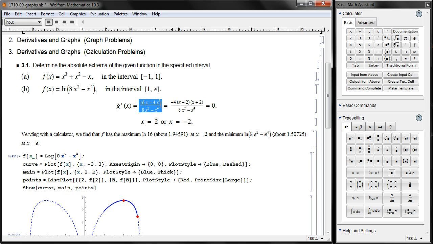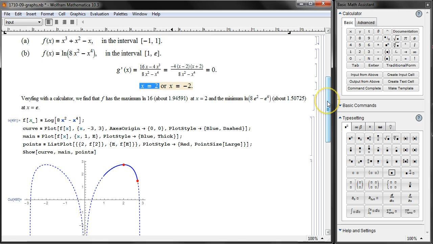Okay. Setting it equal to 0, it doesn't matter what happens in the denominator. So simply factor the numerator and set it equal to 0. What do you get? You get either x equals 2 or x equals -2. We're in the interval from 1 to e, so I don't care about x equals -2. All I care about is x equals 2, and we have to test those.